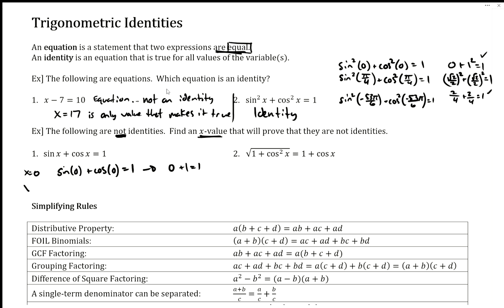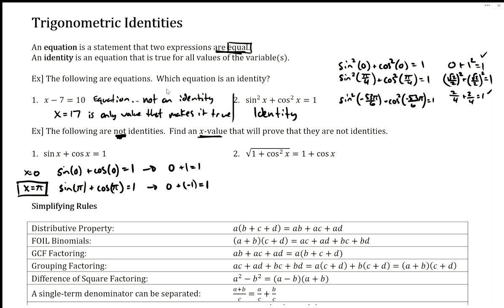Let's do x equals pi. Sine of pi plus cosine of pi will prove it, because sine of pi is 0, cosine of pi is negative 1. So now it's saying negative 1 is equal to 1. So x equals pi is a value that proves that it's not an identity. To prove something's not an identity, just find any value. There's an infinite number of answers here. Try different values on the unit circle and you'll find one.